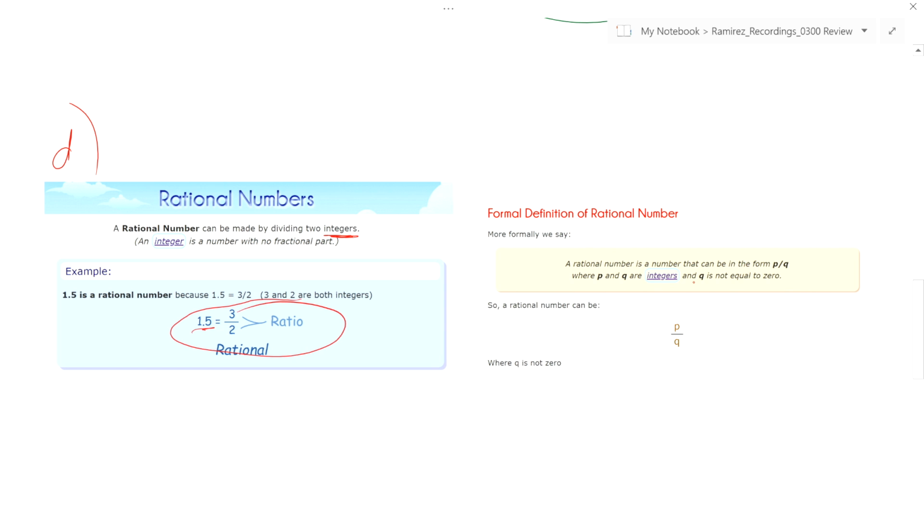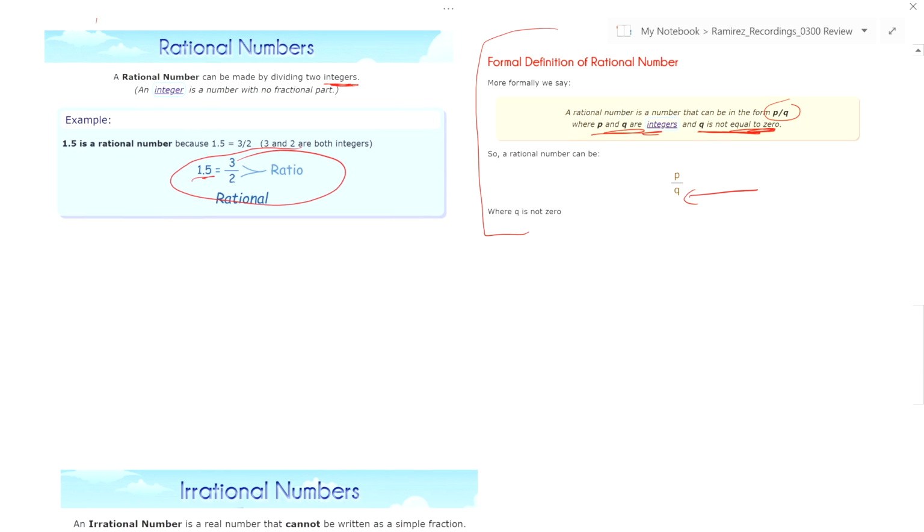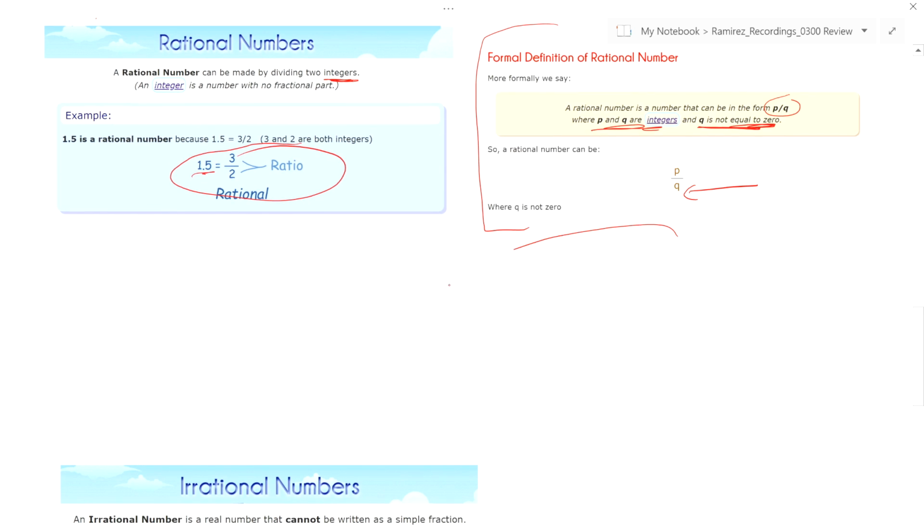And so here we have the formal definition of a rational number. A rational number is a number that can be in the form p over q, where p and q are both integers, and q is not equal to 0. Q is in the denominator, so that means the denominator can never be equal to 0. So looking at our set, now we have rational numbers.